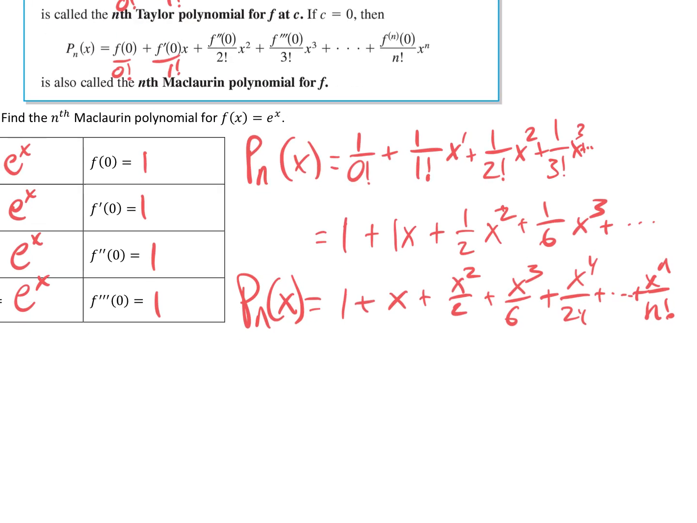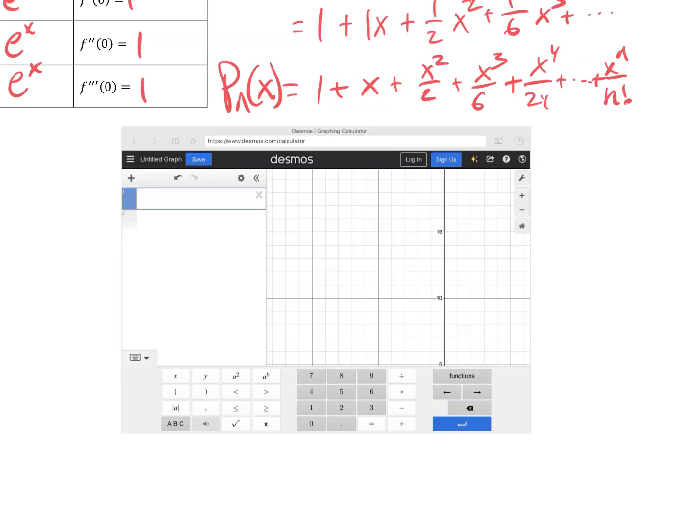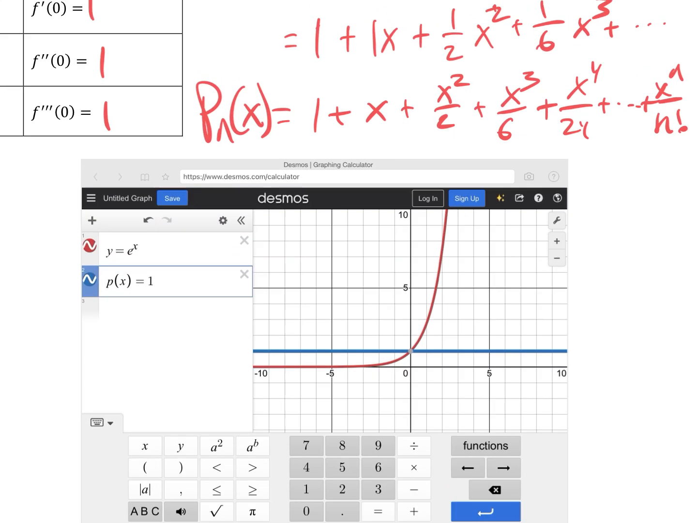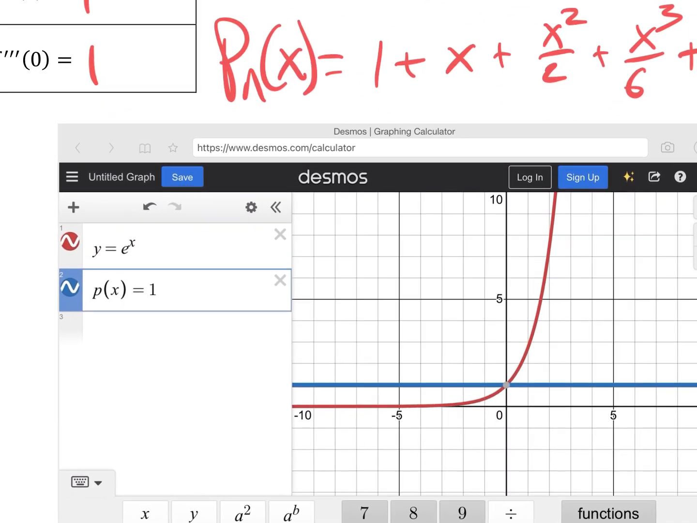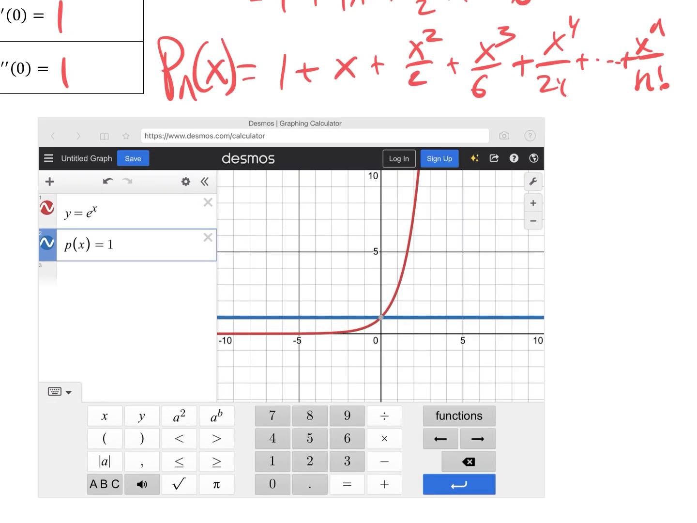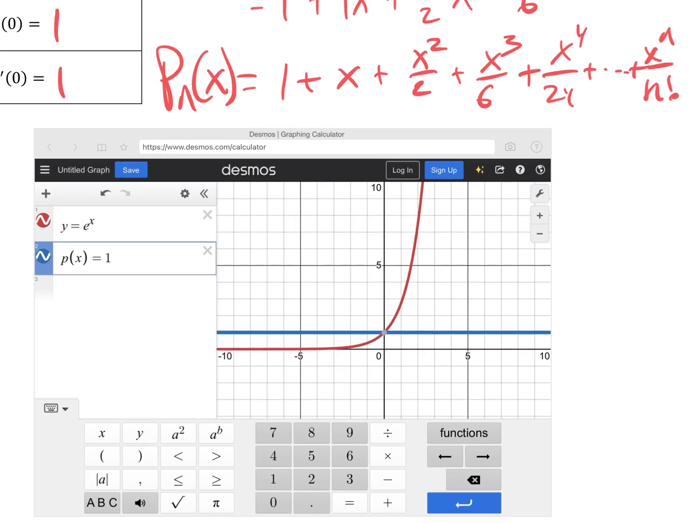Okay, so let's see what that looks like here real quick. So let's go look at some Desmos here. All right. Okay, so here we have p. This is the 0 degree, I guess it would be, because this is the x to the 0 Taylor polynomial, for e. Now notice it matches. There's e to the x in red. It matches right at one spot. I'm sorry, when x is 0, y is 1. So it matches right when x is 0.